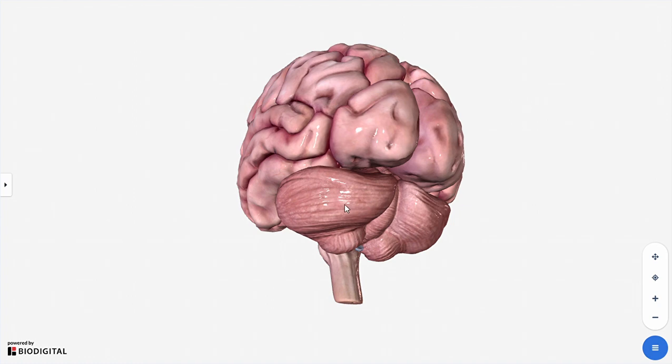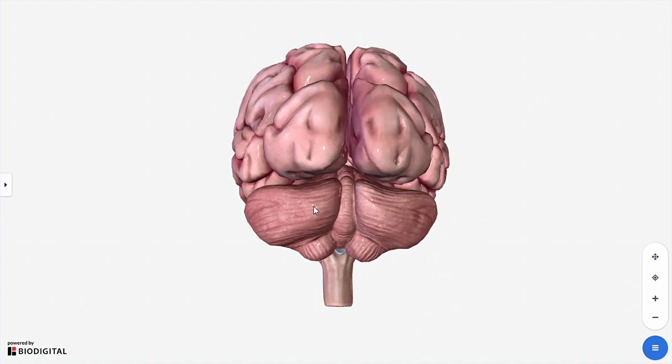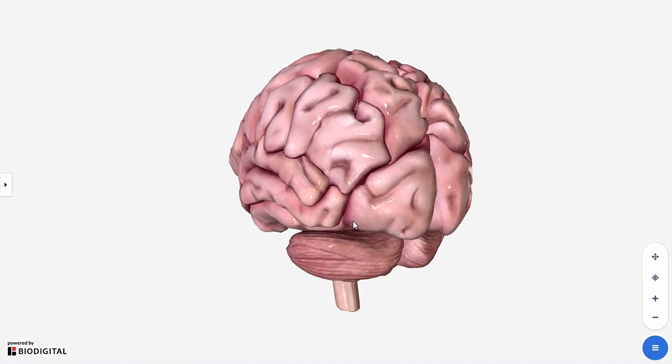And then I have the cerebellum, which is the portion of the brain in the back of the head between the cerebrum and the brainstem. It's used to control balance for walking and standing and other complex motor functions.